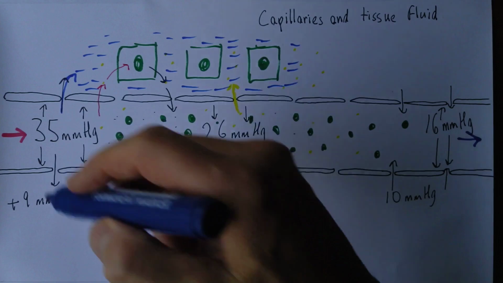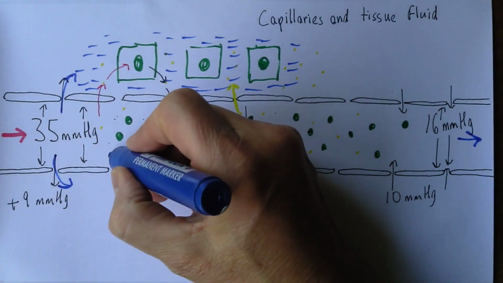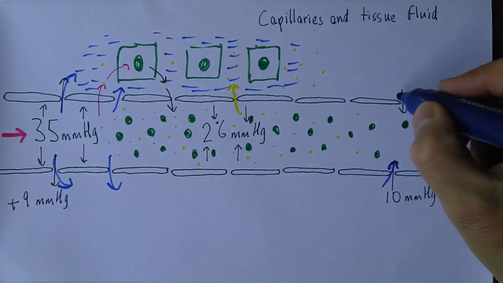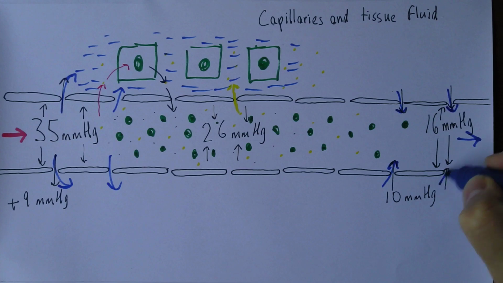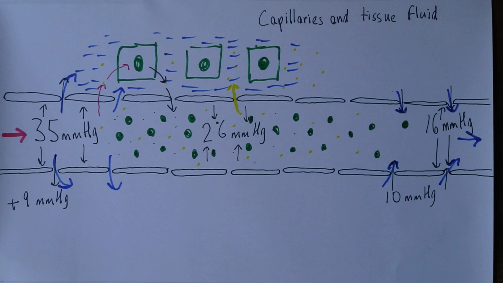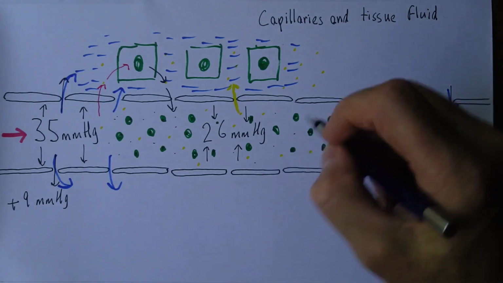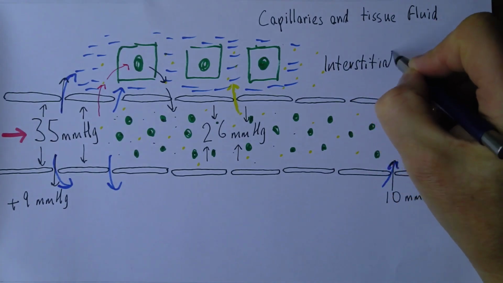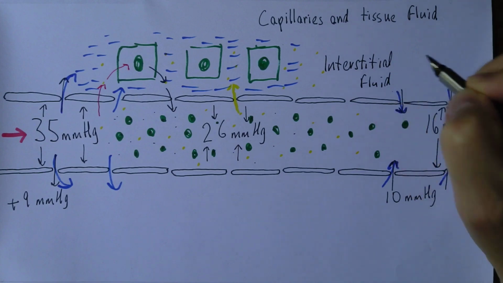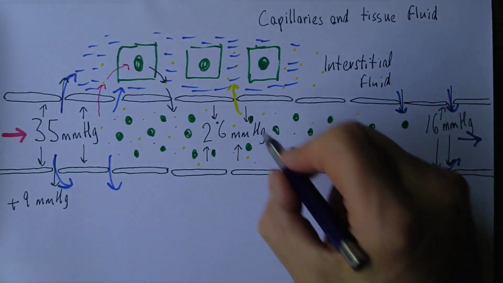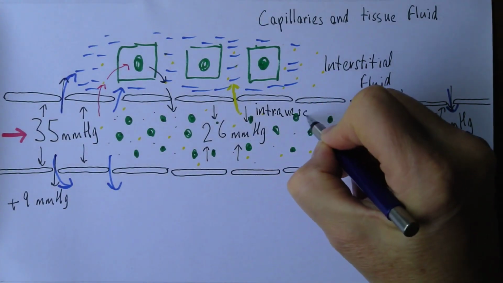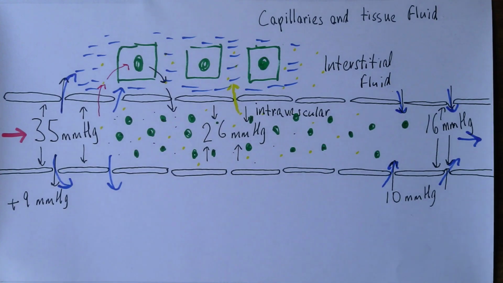So as we noticed on the previous video, we have these processes of filtration and reabsorption. There's reabsorption there. And that's what gives us the interstitial fluid, the fluid in the tissues, as opposed to the fluid in here, which was intravascular.